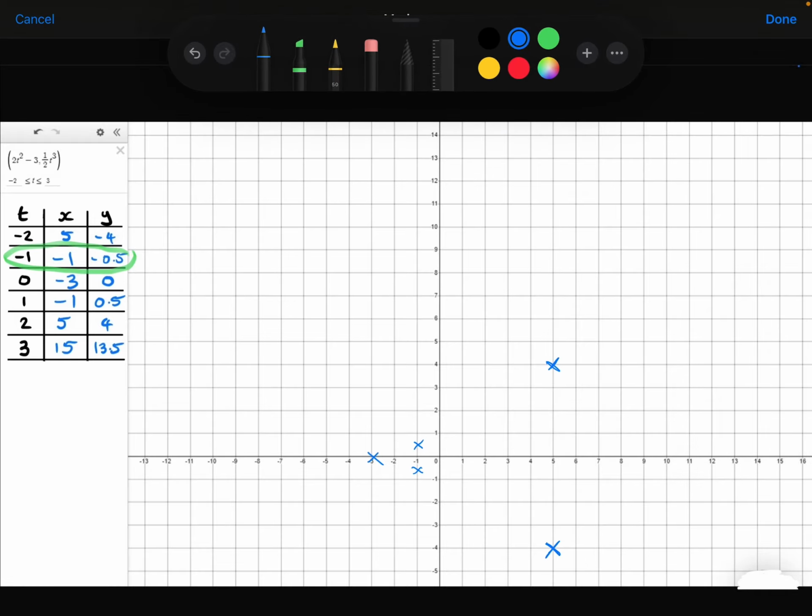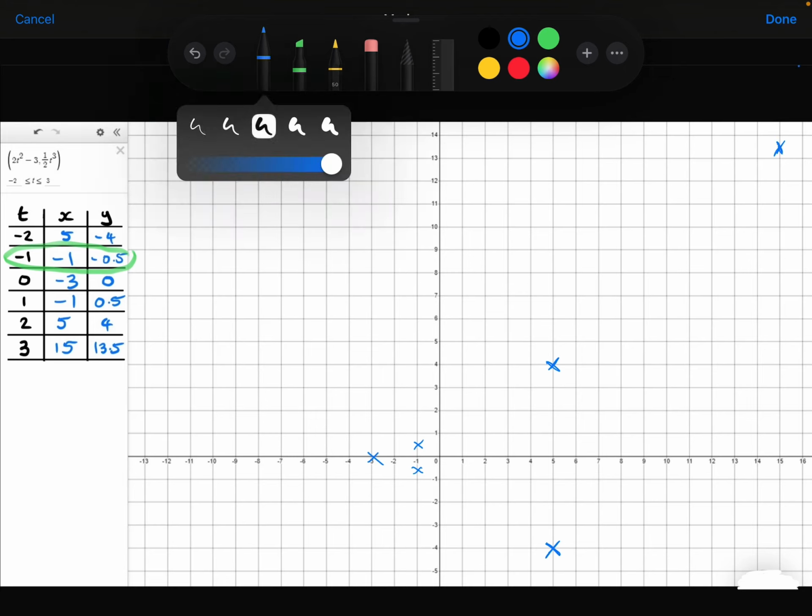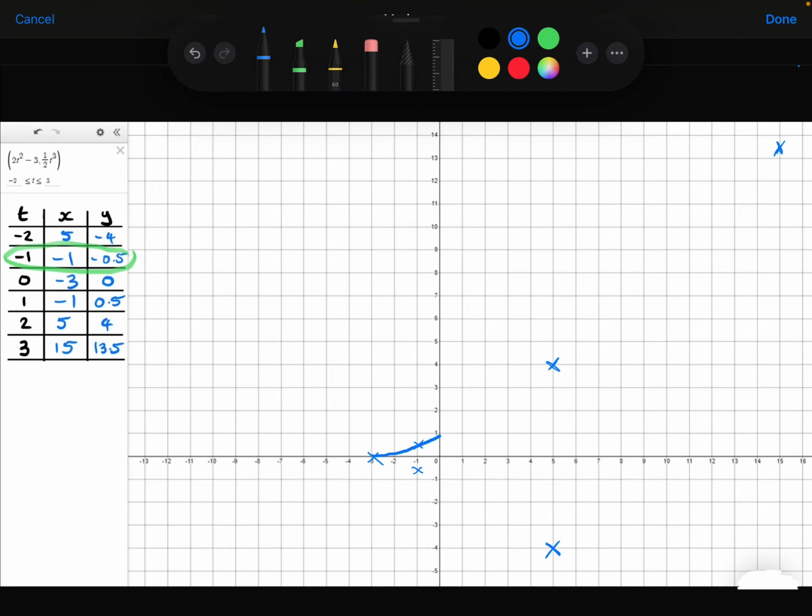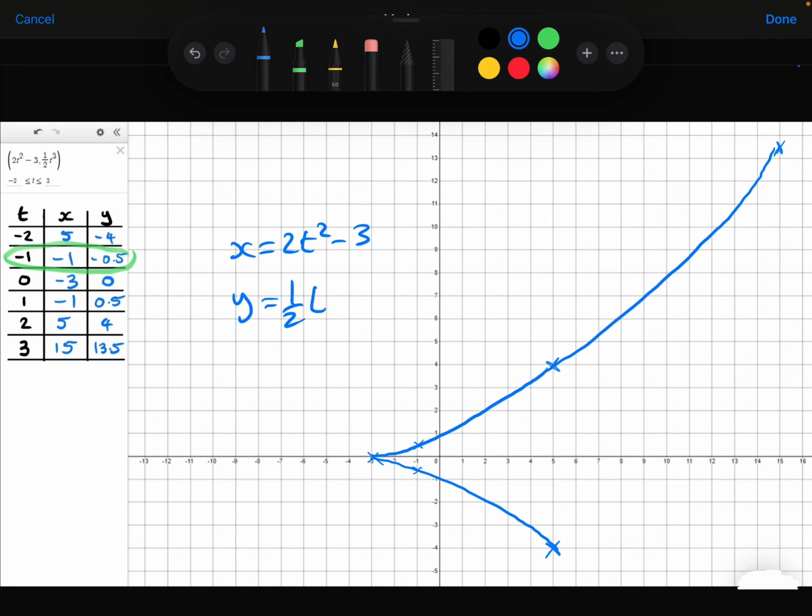So that is roughly over here. And so, to sketch this then, drawing a smooth curve through those points. This is the curve that's defined by the equations x equals 2t squared minus 3 and y equals a half t cubed between the values of t being minus 2 and 3. That's what it would look like.